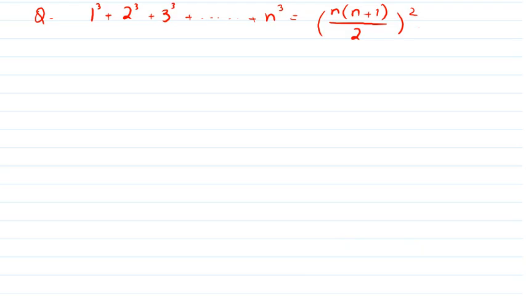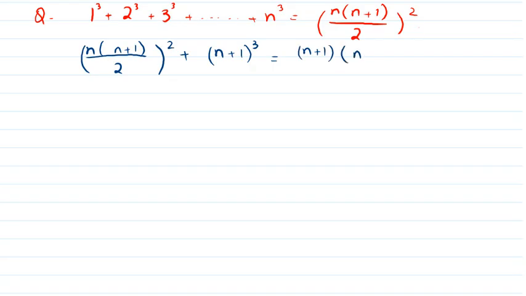What I have to write here is that according to the assumption, this is n times n plus 1 divided by 2 whole square plus n plus 1 cube, that was the last prevailing term, equals n plus 1 times n plus 1 plus 1 whole divided by 2 and whole square here, right? So let me first take the LCM on both sides, and let me write it in a more simplified form so that people can understand it very well without any ambiguity, right?